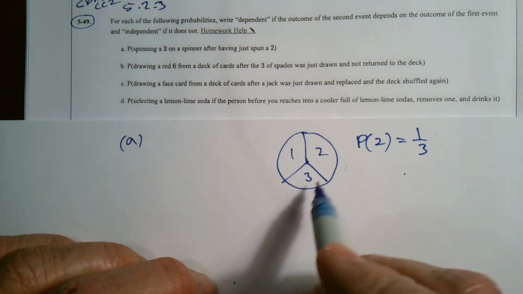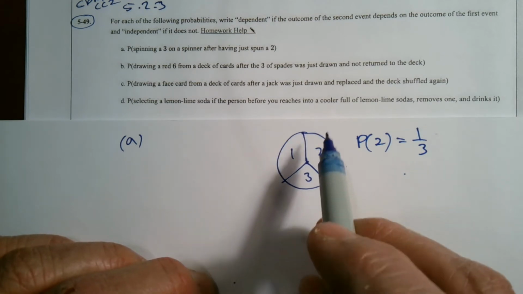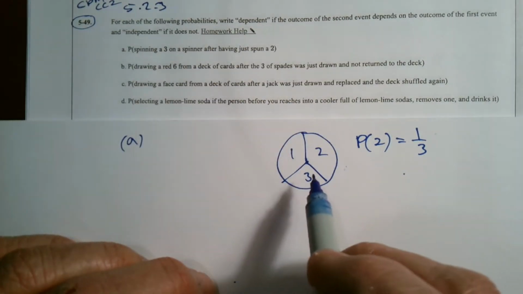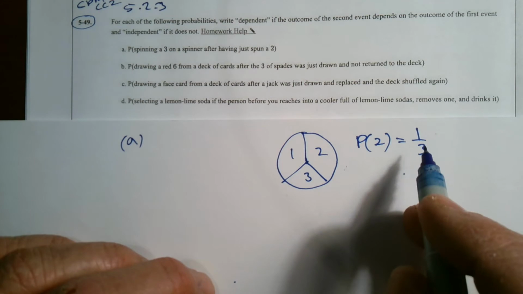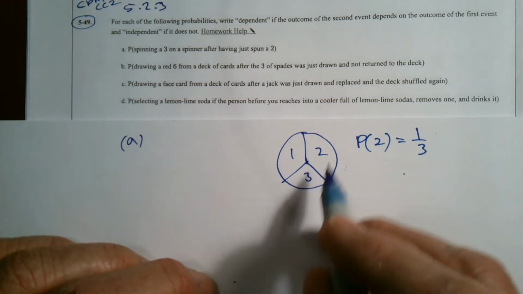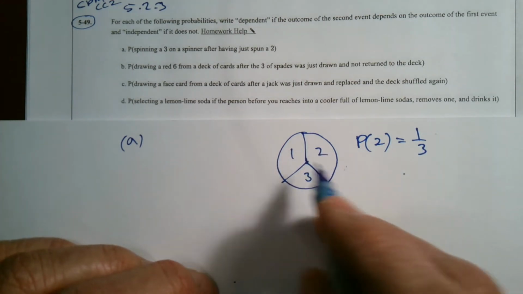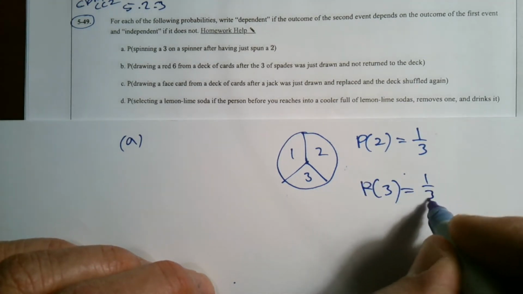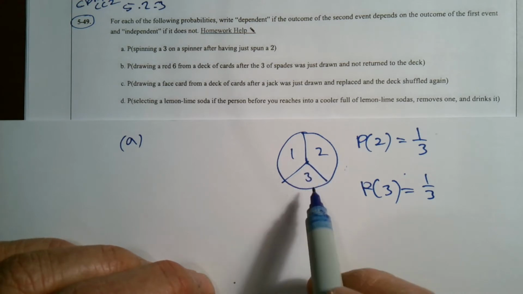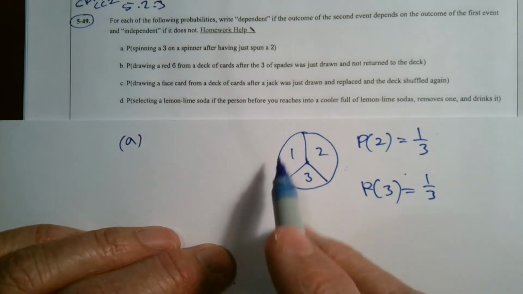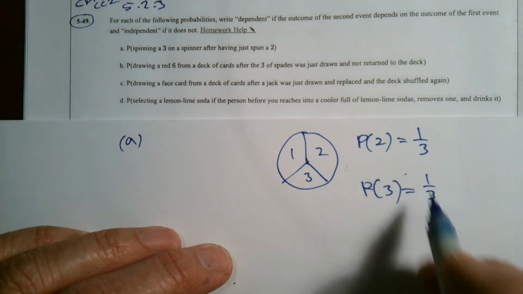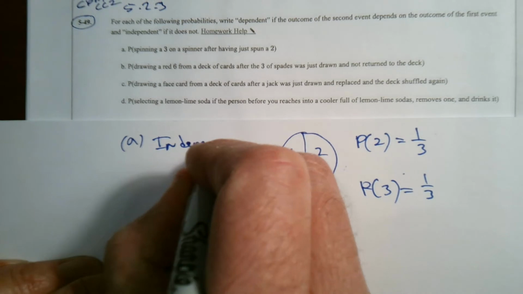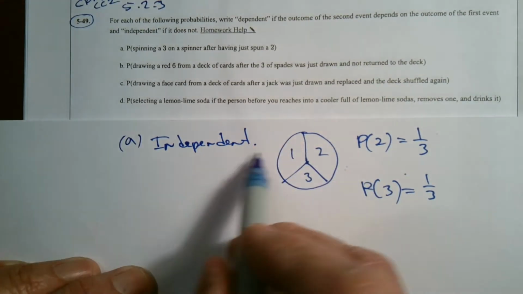Now I'm going to spin it again, and it wants to know, does the probability of spinning a 3 depend on what I got the first time? Well, I haven't changed the spinner. It's still the same spinner, so the probability of spinning a 3 is still 1/3. In this case, these are independent of each other. They're not dependent.